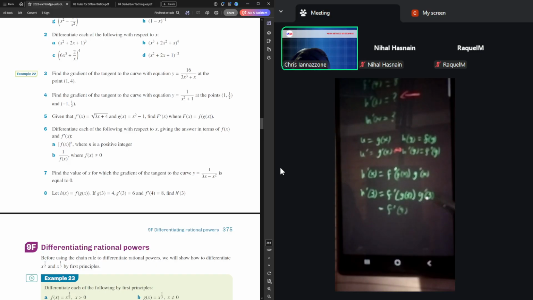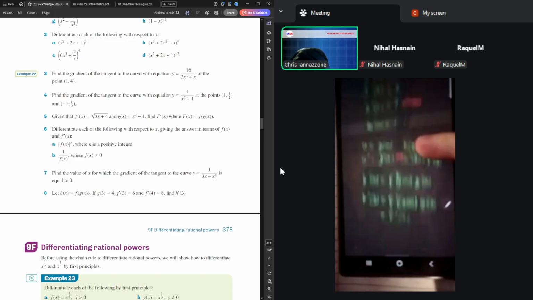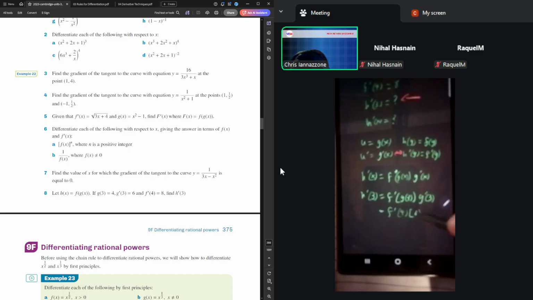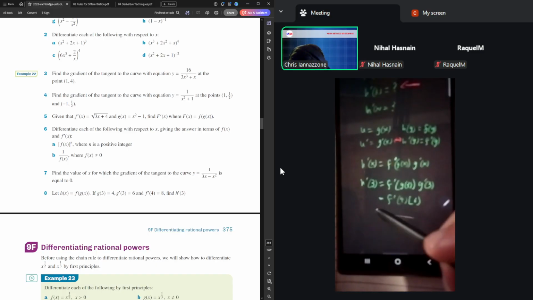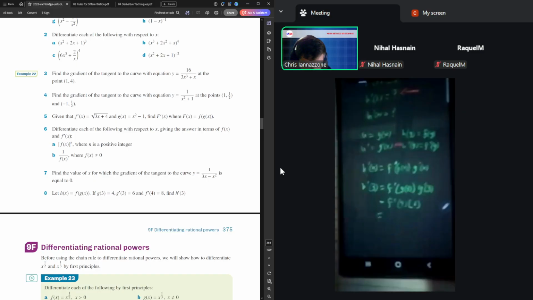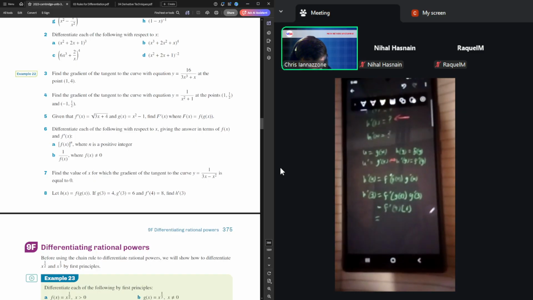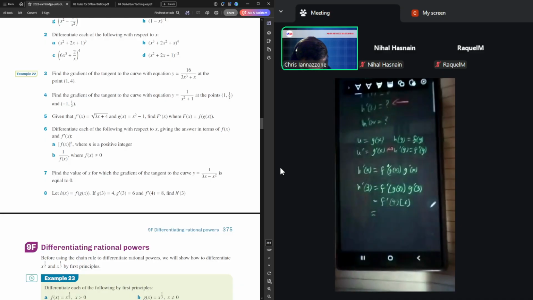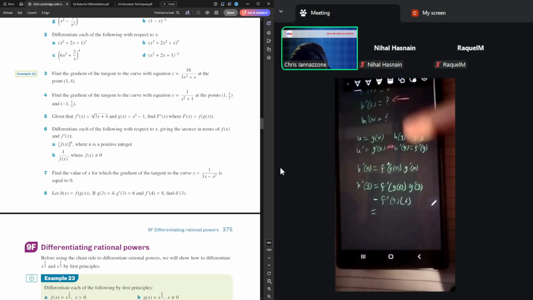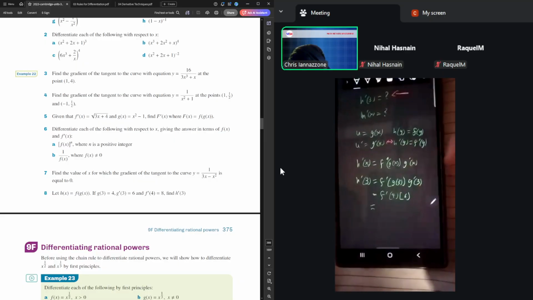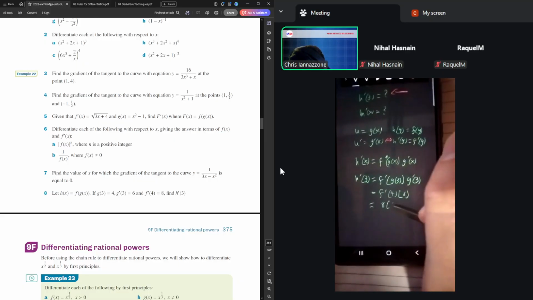And every g dash of 3 is a 6. So that's now going to be a 6. And then finally from there, well, that's a bit blurry now. And then finally the f dash of 4 we know is 8. So now we've got 8 by 6.